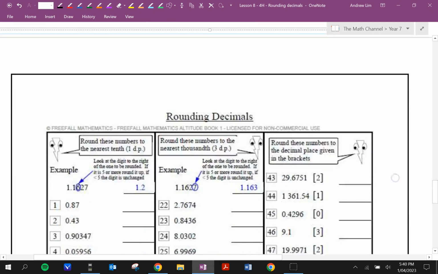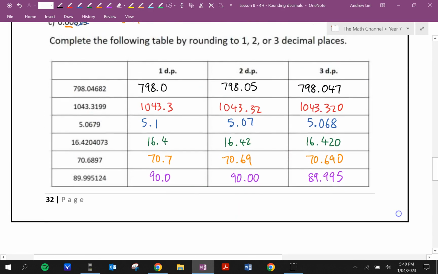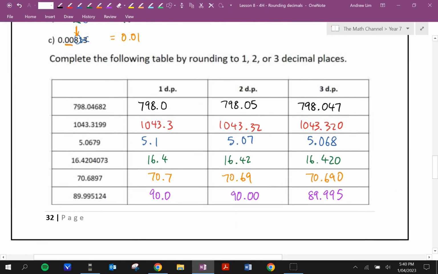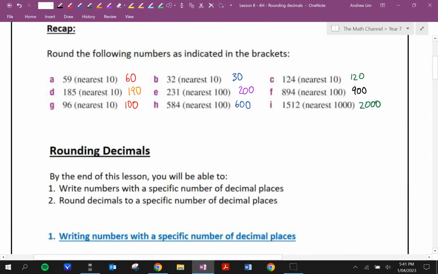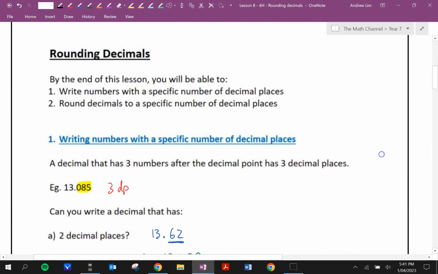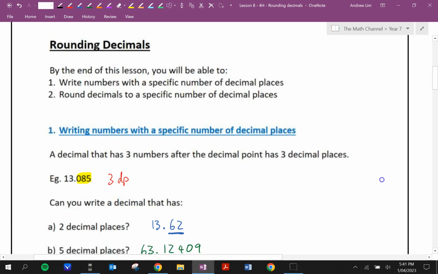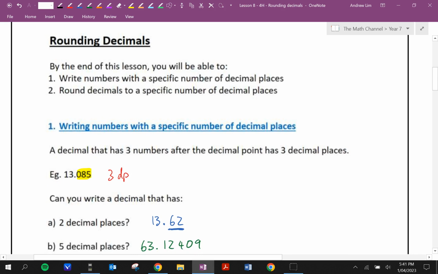Alright, and that's it for this lesson. I hope you found this video helpful. You should now know how to write numbers with a specific number of decimal places and round them to a specific number of decimal places as well.